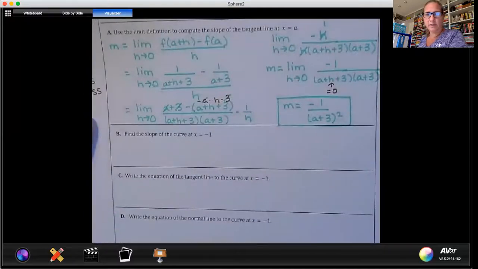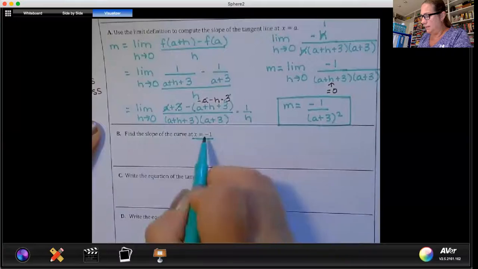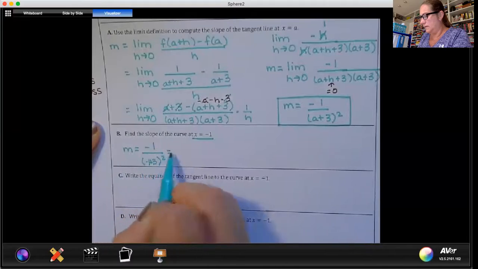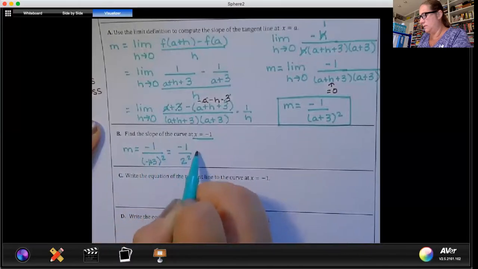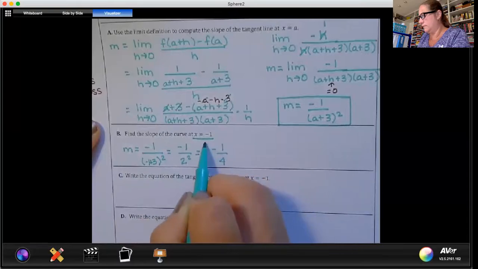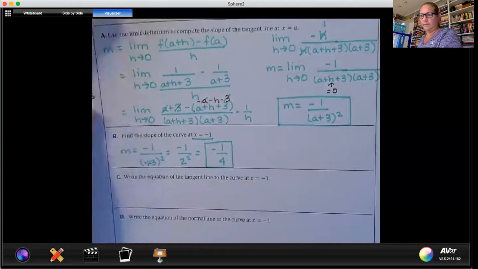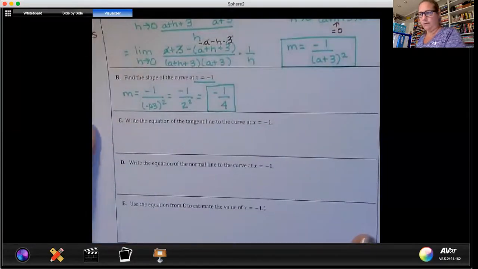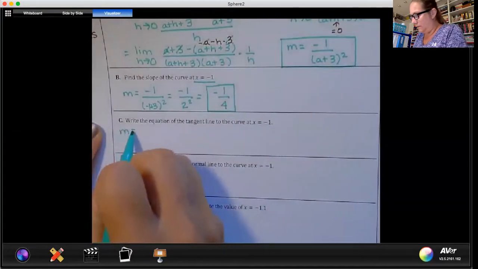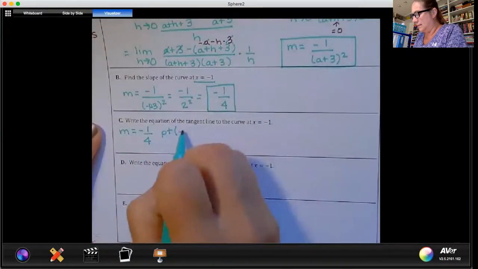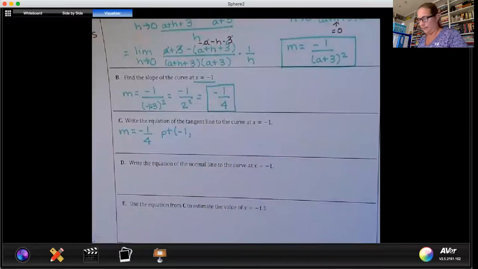Part B asks us to find the slope of the curve at x equals -1. So where we see an a, we plug in a -1. Okay, that's -1 over 2 squared, which is -1 over 4. You're probably able to see that we're getting ready to build the equation of the tangent line at x equals -1. We know from part B that our slope is -1/4. We know for our point that x is -1, and we need to find y.